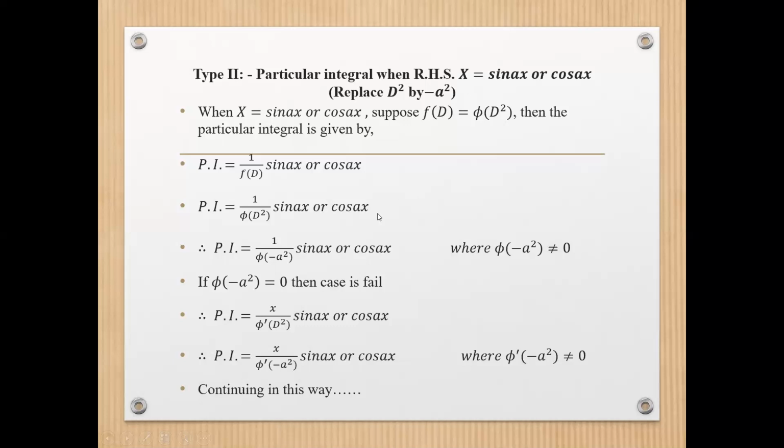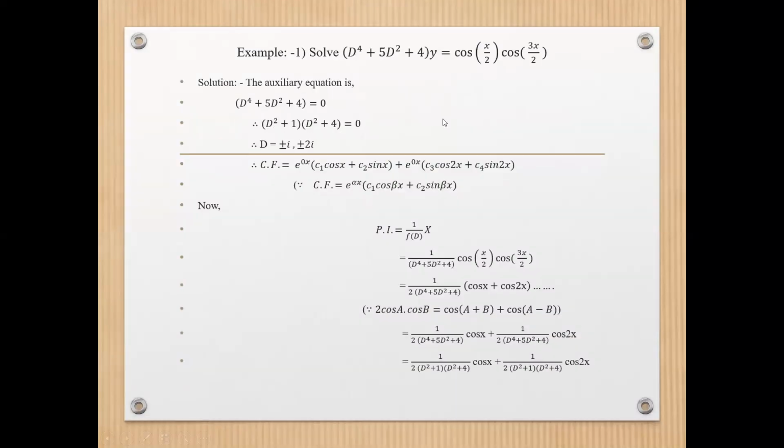Now let us see example number 1, where the right hand side of the linear differential equation is of the form sin x or cos x. Sin x means what? Sin 2x, sin 3x, sin 5x. Likewise, cos x means cos 2x, cos 3x, cos 5x, cos 8x, cos 11x. Likewise. Okay, so see here, this is the differential equation.